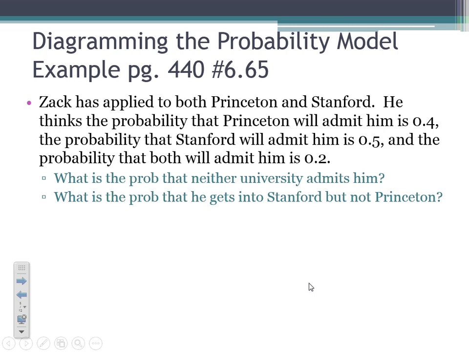And then we're also asked the question, what is the probability that he gets into Stanford but not Princeton? All right. So again, we've got some different situations to deal with here. Now, this is an example where utilizing a Venn diagram is a helpful way to help us answer probability questions and represent the sample space of the situation.